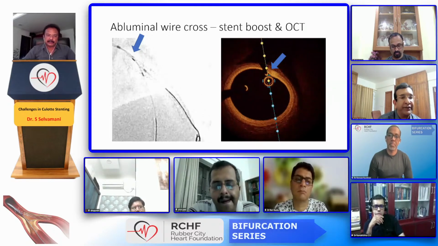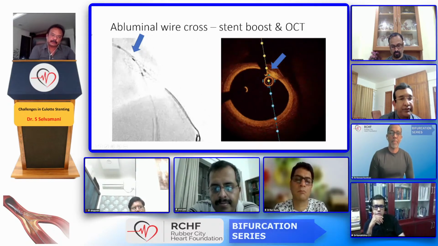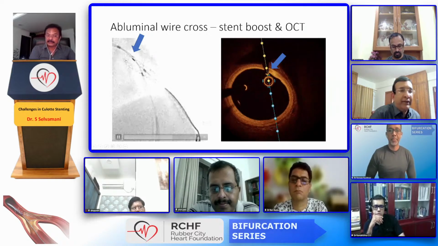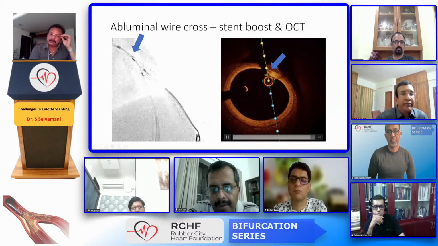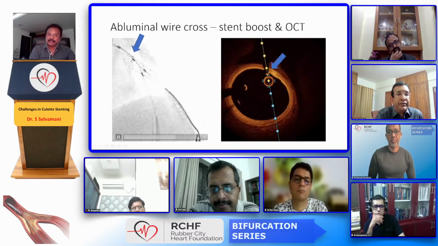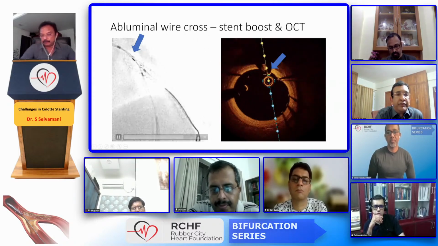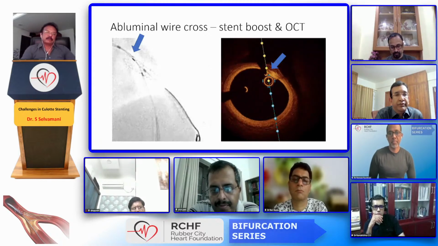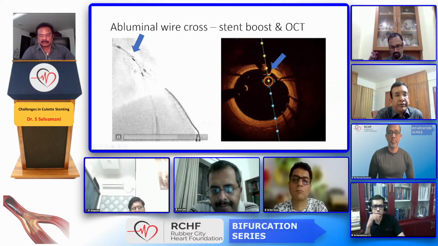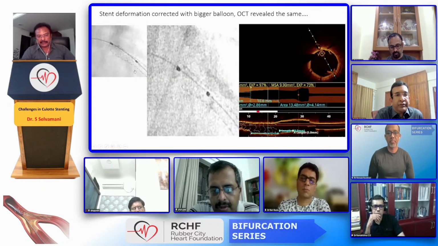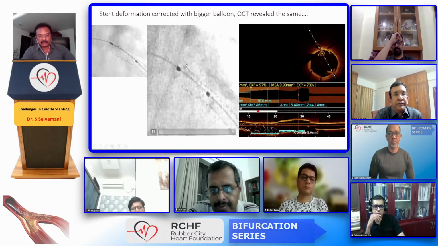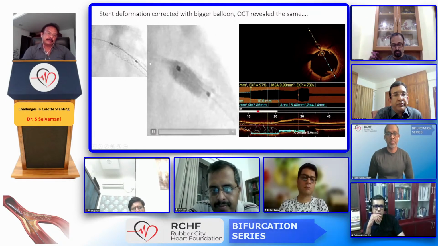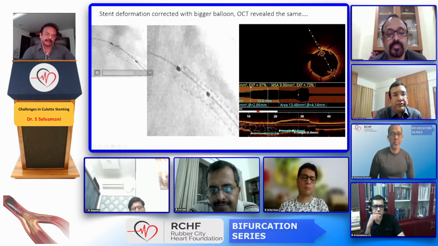And then it's a very important step that you should do a good POT. Here I did a 4-size POT, but in spite of that, this has happened. Probably next what I did is I took a still bigger balloon and did a POT there with 4.5. Although we were not sure about taking a 3-size stent to 4.5, we had no other option. I removed this wire and did a good POT. So this is what I did here. I did a very big, good POT with a 4.5 balloon for this stent deformation.